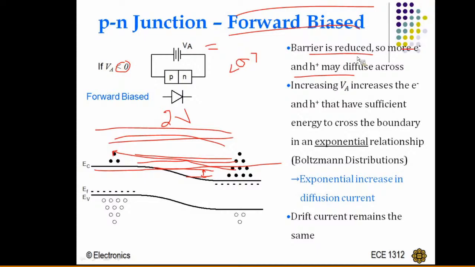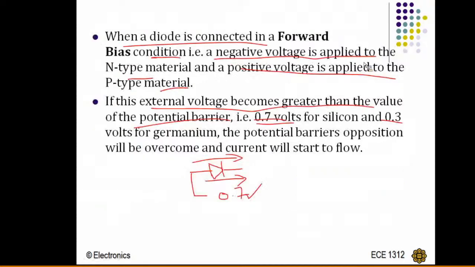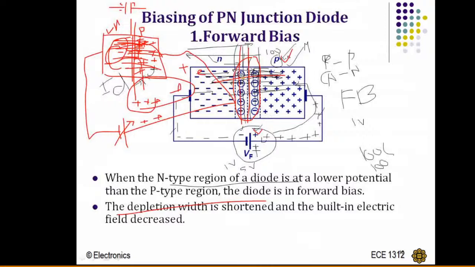Now, why am I using the word diffuse? Because there is a large concentration gradient. In the case of N type, electrons are maximum. In the case of P type, no. Here, maximum electrons are there. Here, minimum electrons are there. Due to the concentration gradient, these electrons can move to the P side.